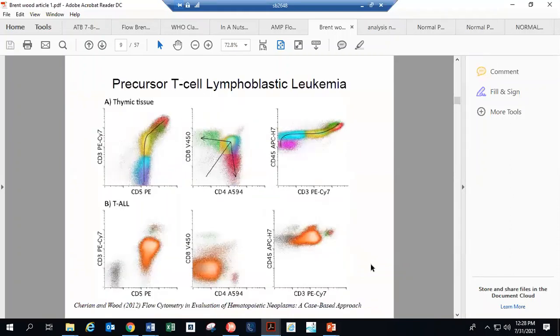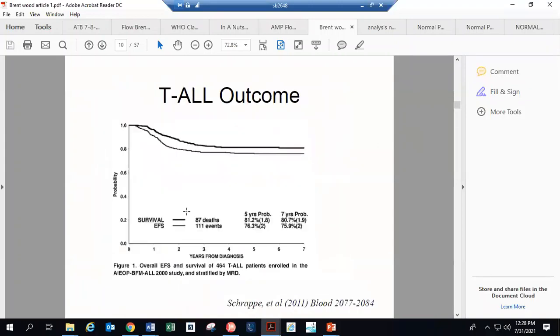So let's see what they are showing here. As the T cell progresses, they start gaining CD3, as you can see over here. Oh, this is T-LL, that's not this one over here. So they are comparing the T-LL actually. Let's not dive into that.